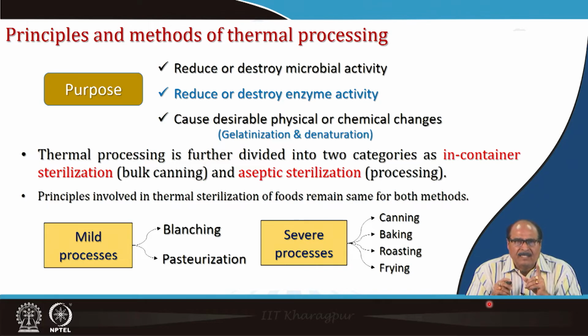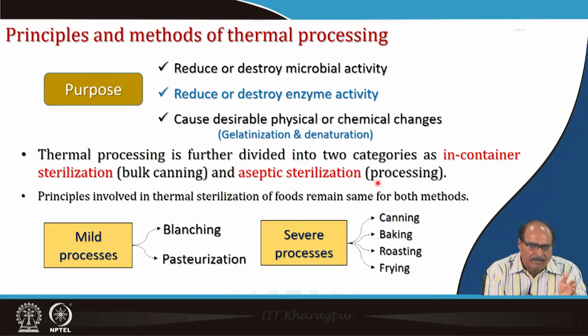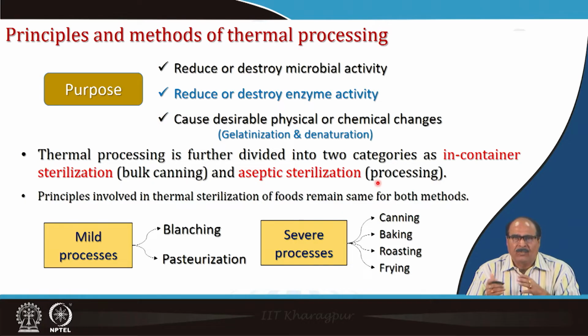So, thermal processing is divided into two major categories. One, traditionally used technology, is thermal processing in container sterilization, which is called canning, and the other is aseptic sterilization, that is aseptic processing and packaging. The principle involved in both the processes remains almost the same. These heat processes can also be categorized on the basis of their severity. Mild processes include blanching and pasteurization; severe processes include canning, baking, roasting and frying.